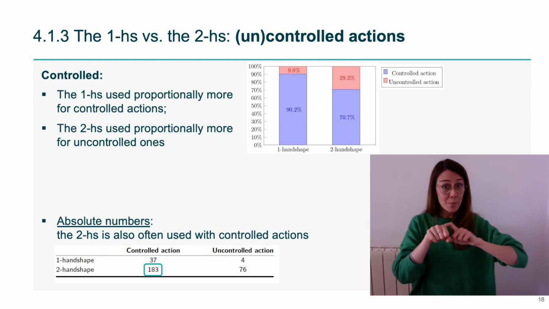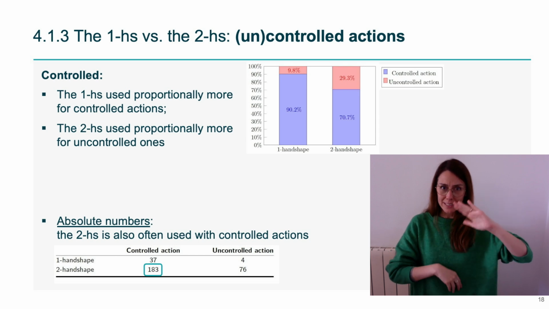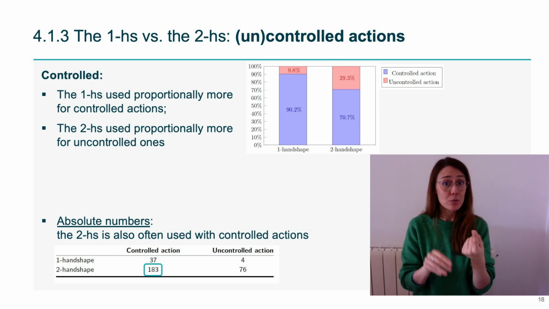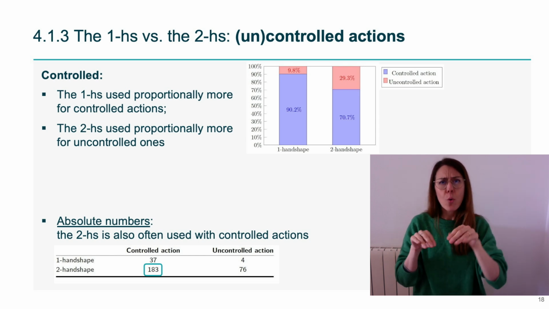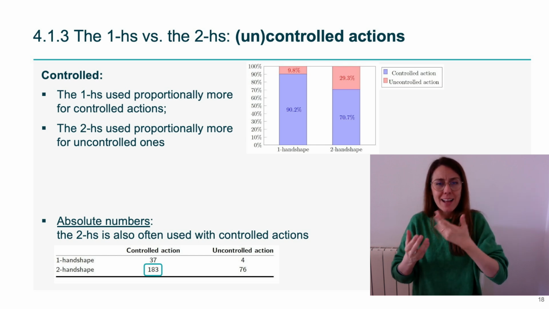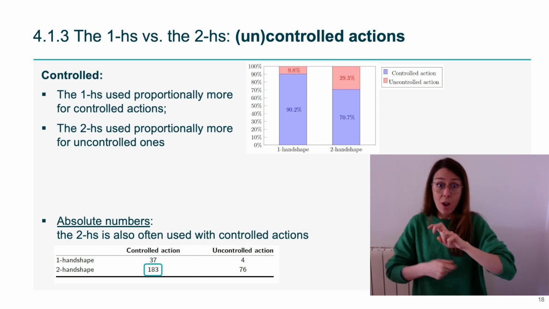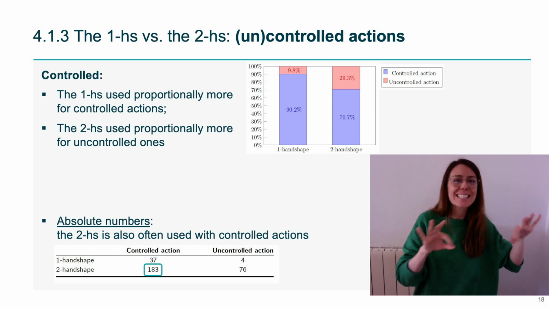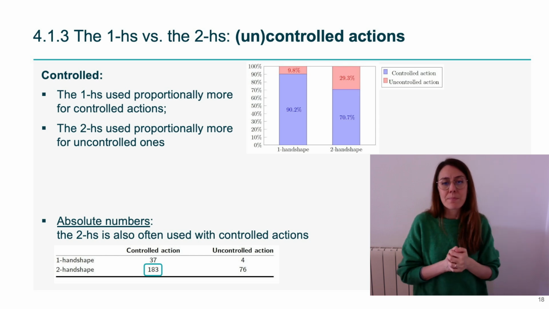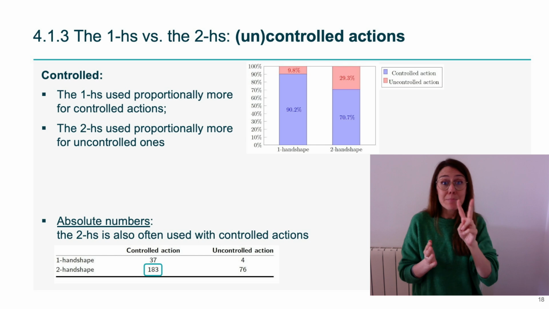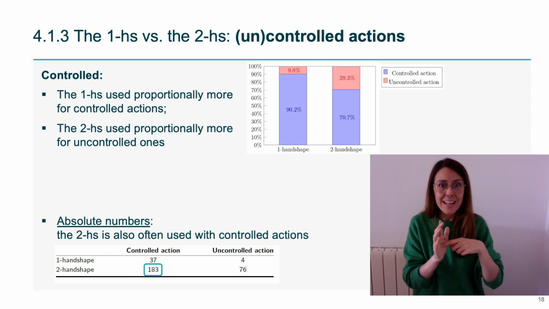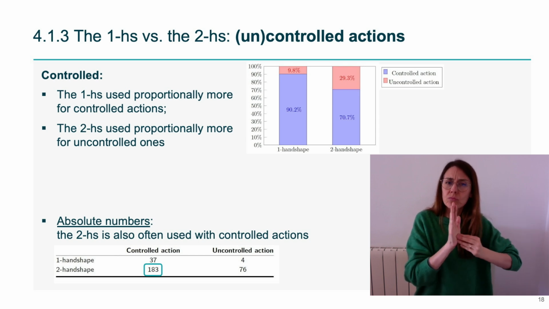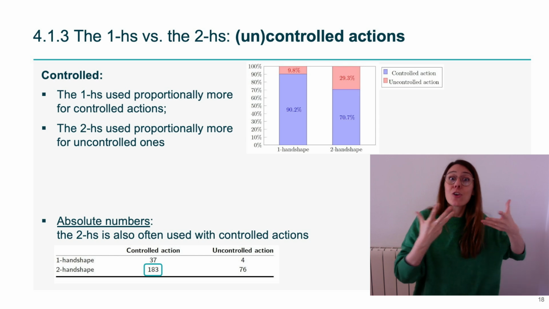For the last statistically significant factor, so whether the action expressed by the one handshape or the two handshape was a controlled or uncontrolled action, we found that the one handshape is used proportionally more for controlled actions, as we can see in violet in the graph, while the two handshape is used proportionally more for uncontrolled actions, as we can see marked in pink. Again, it's important though to look at the absolute numbers. So the two handshape was also found often to express controlled actions.